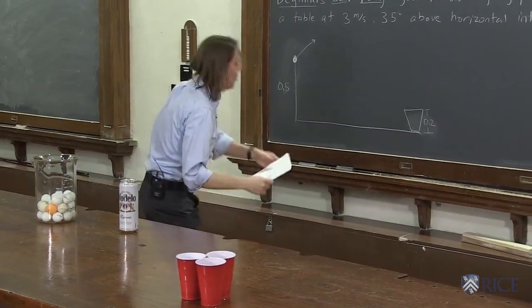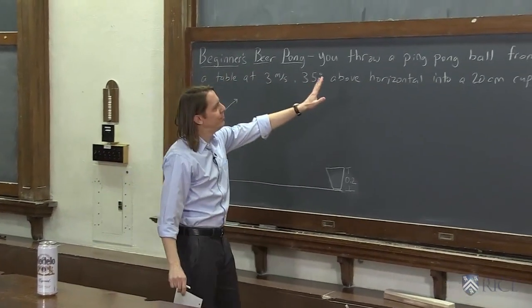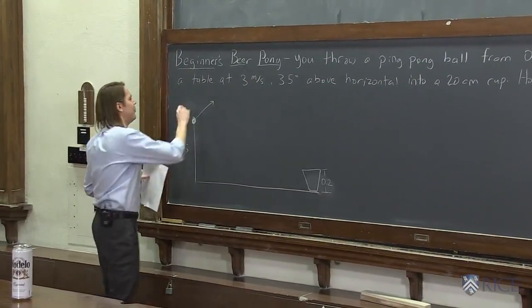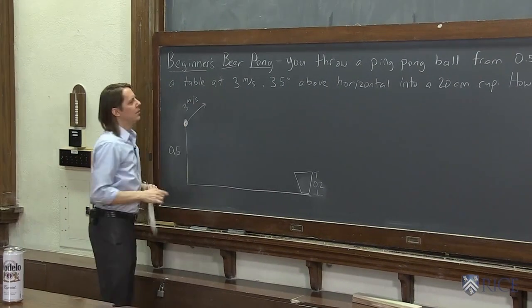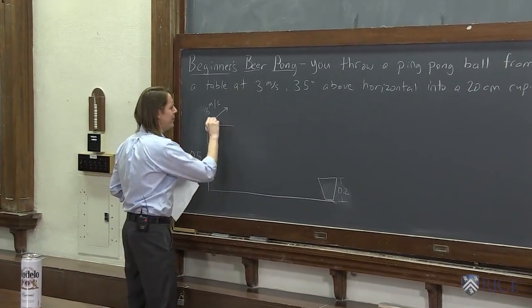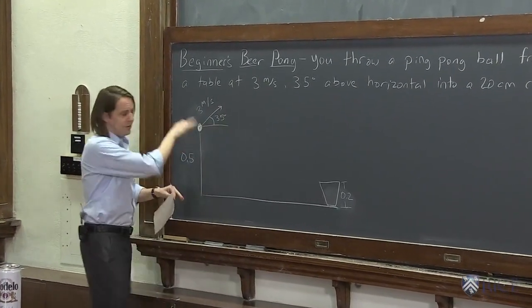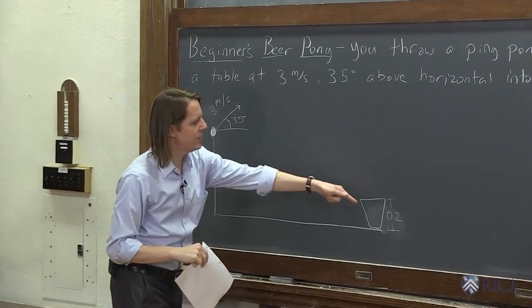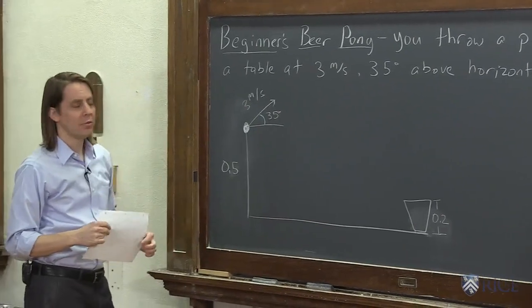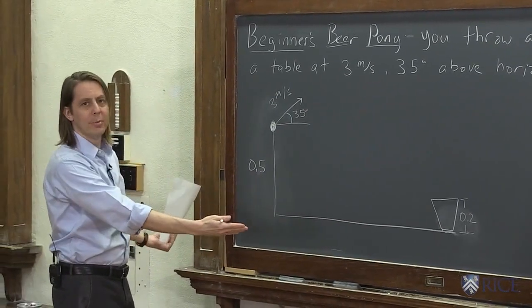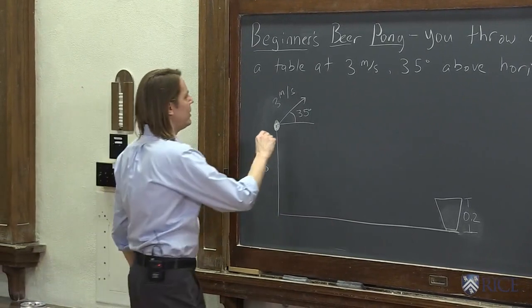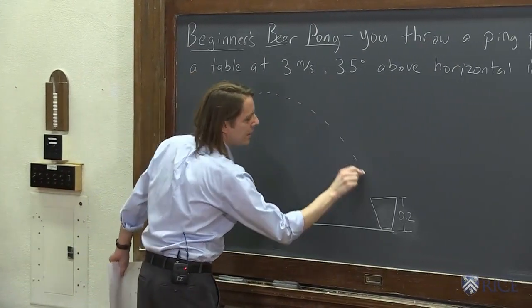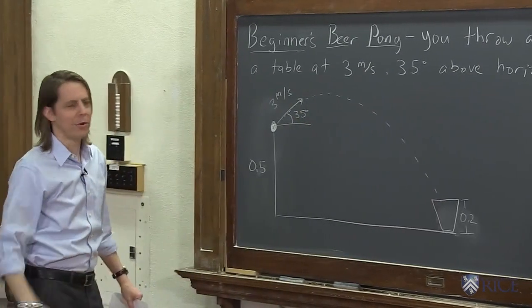Okay, so here we go. We're going to solve this problem, beginner's beer pong. You throw a ping pong ball from about half a meter high at 3 meters per second, at 35 degrees to the horizontal, 35 degrees above, and into this 20 centimeter, 0.2 meter high cup. We want to figure out how far away the cup is. So we could think about the trajectory. We know it's going to look something like this, into the cup on whatever the 7th try it was.